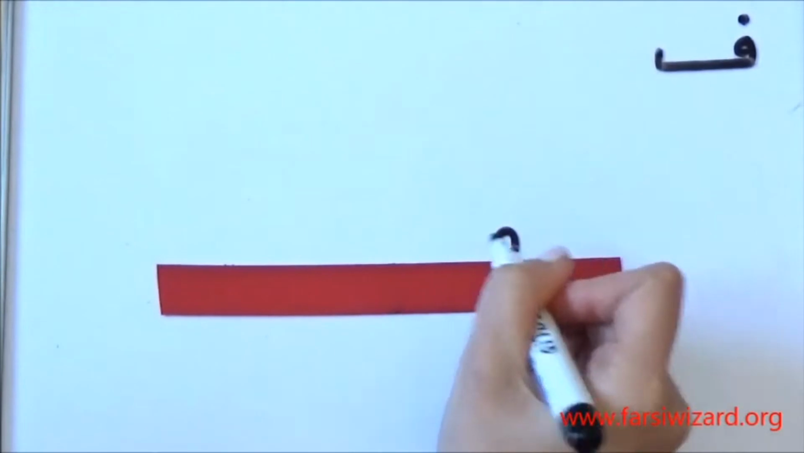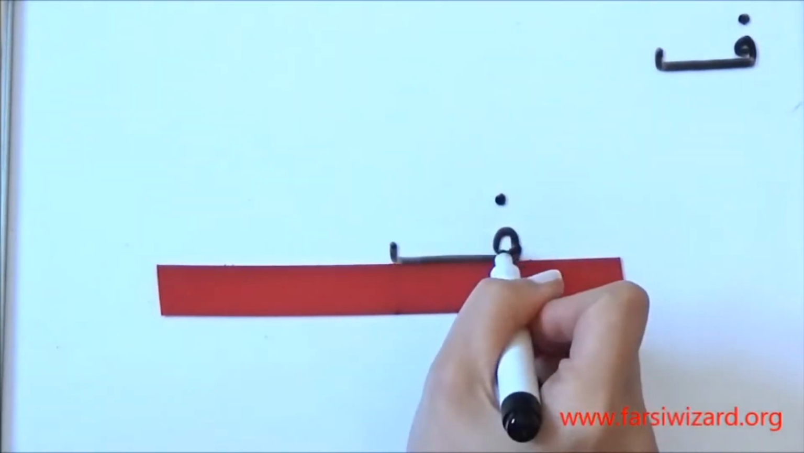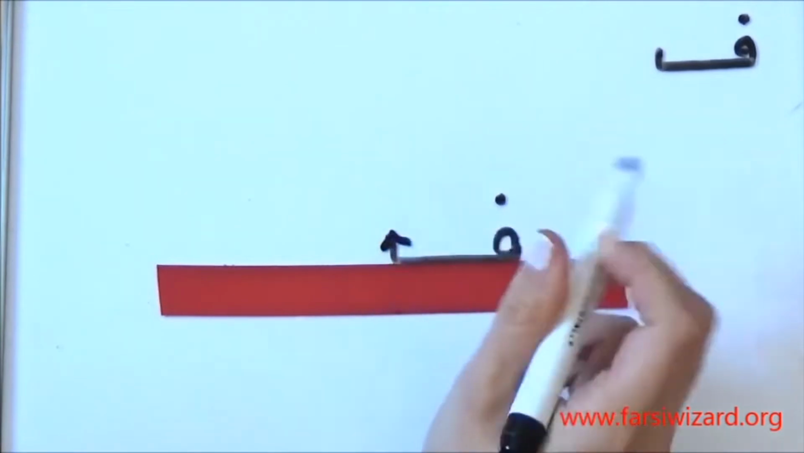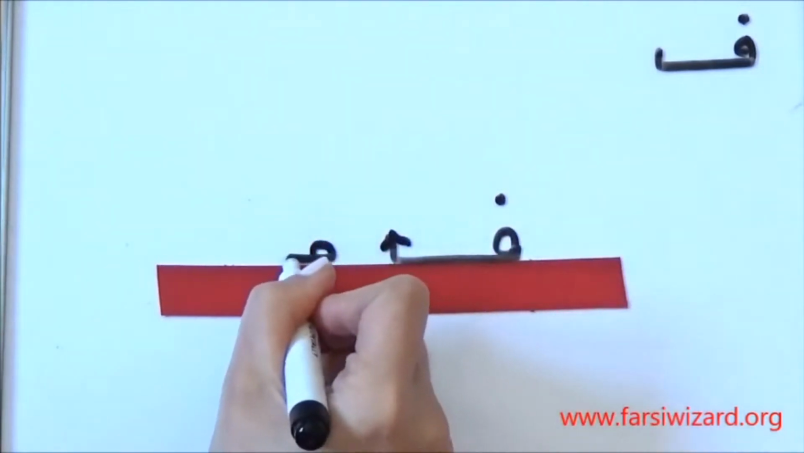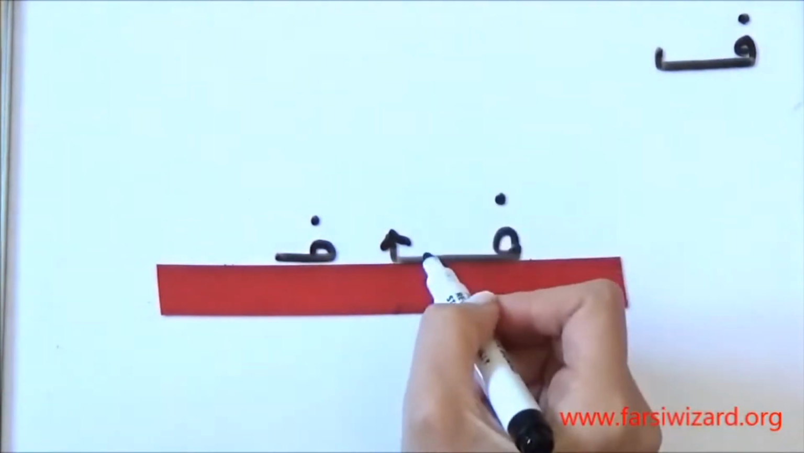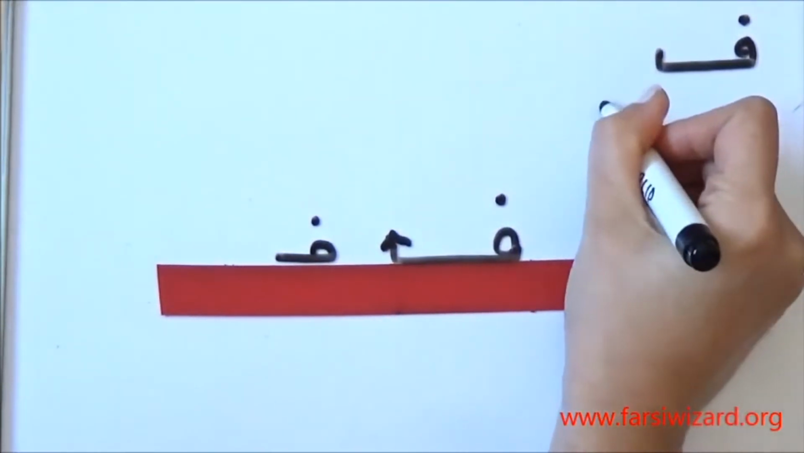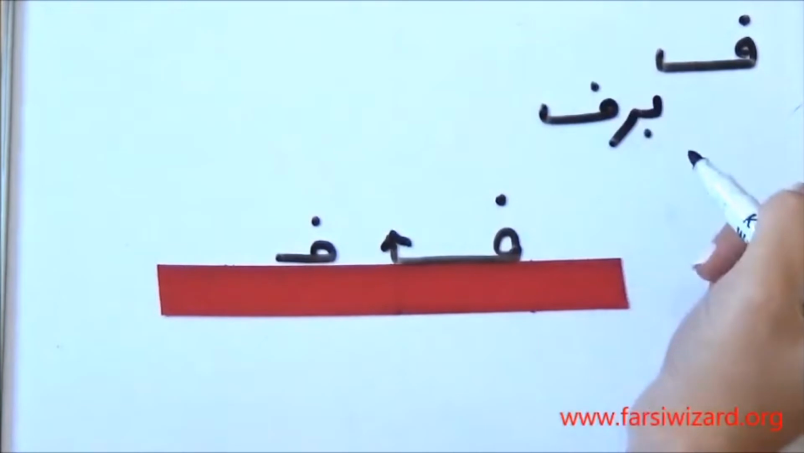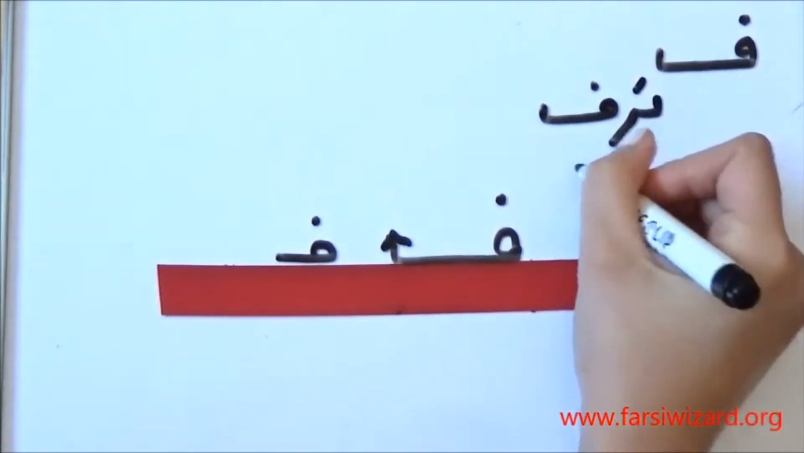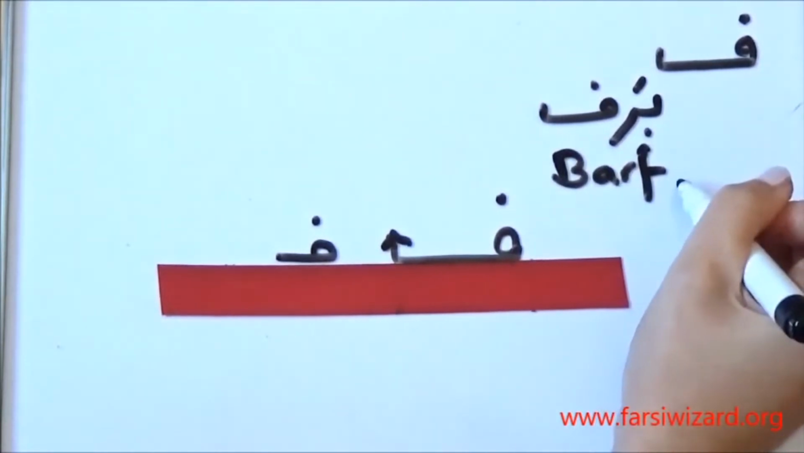Let's start with Fe. You will start above the reference line, both for the complete version of Fe and for the small version of Fe. It's very easy. A circle, a line, and then a dot on top. Now, one example would be the word barf. Barf means snow.